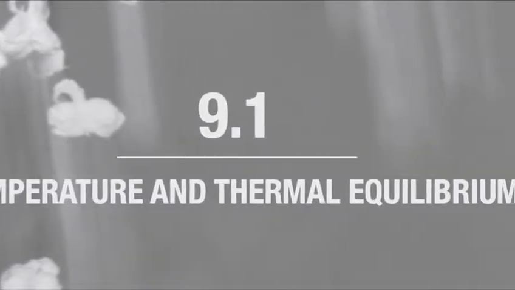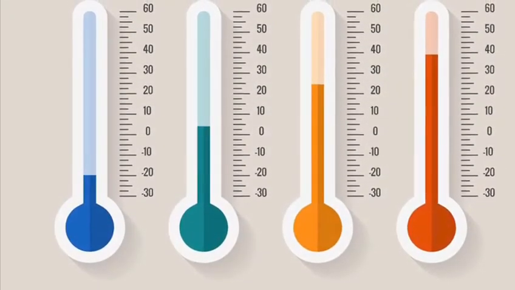In this lesson, we'll be talking about temperature and thermal equilibrium. Our main objectives are the relation of temperature to the kinetic energy of both atoms and molecules, changes in temperature when two objects reach equilibrium, and the use of temperature scales and the conversion from one scale to another. So what is temperature?